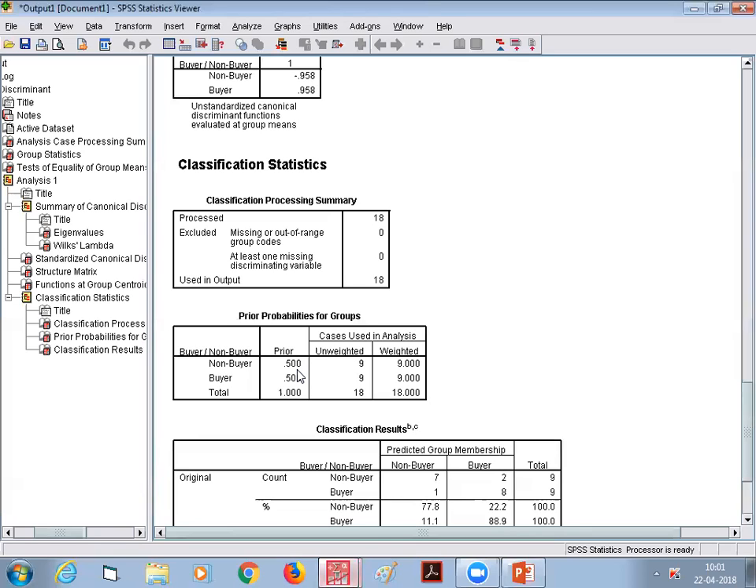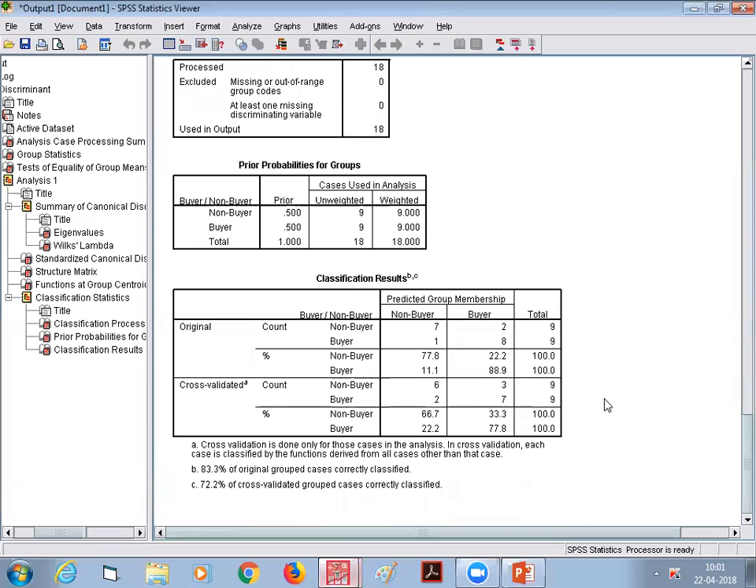Then finally, what classification do we have? Look at this one. Originally, the non-buyers were 9. But our model, the one I explained, standardized or unstandardized, is able to classify correctly only 7 out of 9 people. That means 2 people are misclassified. So what is the accuracy of classifying non-buyer into non-buyer? 77.8%. My model classifies non-buyers correctly only to the extent of 78%. But when it comes to the buyer category, how many of them are classified?